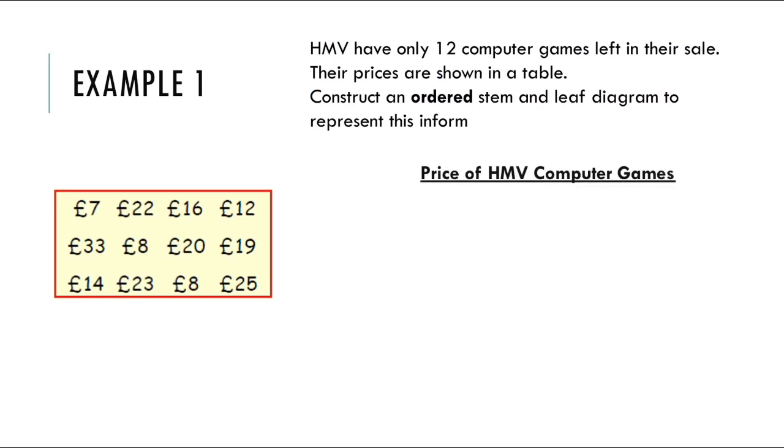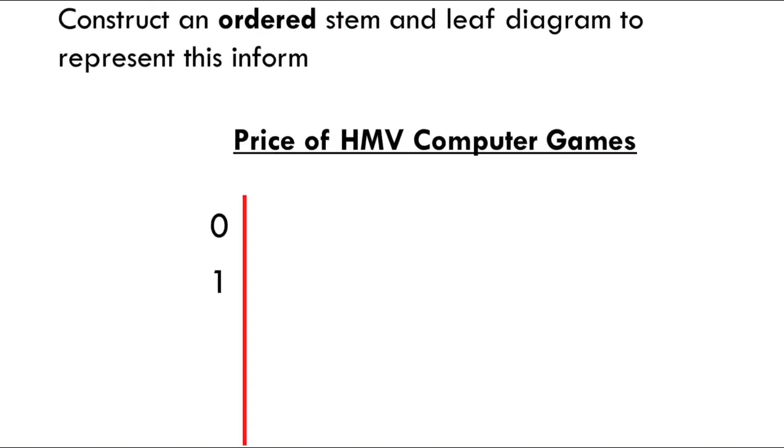Firstly, I'm going to do my title. So the title should represent what is going to be in the diagram, which is the price of HMV computer games. Next, I'll look for my minimum and maximum value from the table of values I have been given. This will tell me what my stem needs to range from and to. Okay, so 7 being the lowest number, my stem needs to start at 0, and 33 being my highest number, it needs to go up to 3.